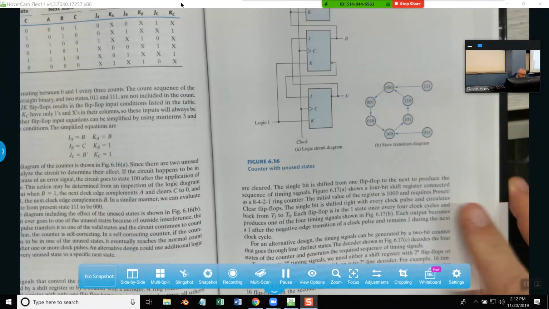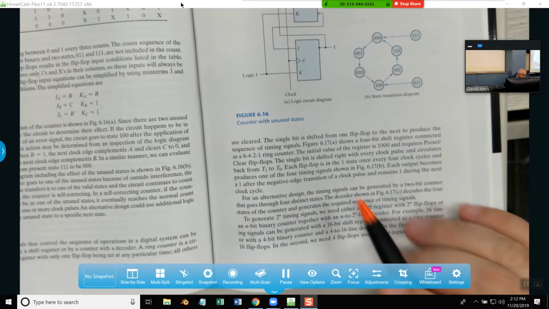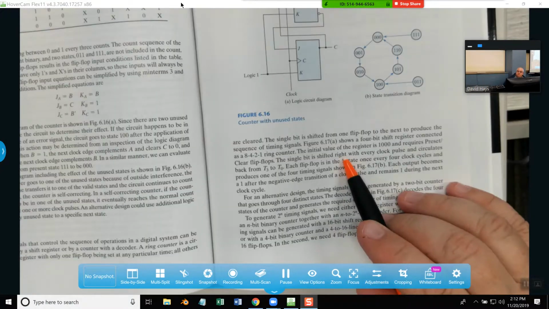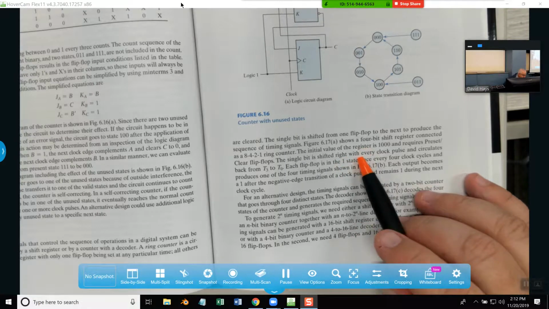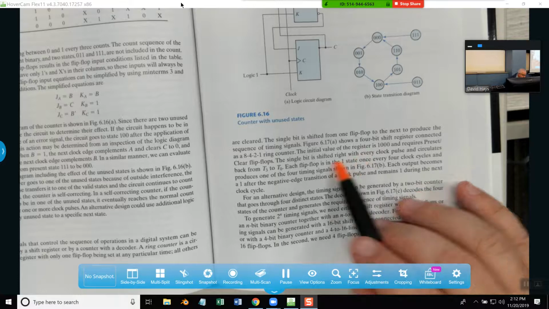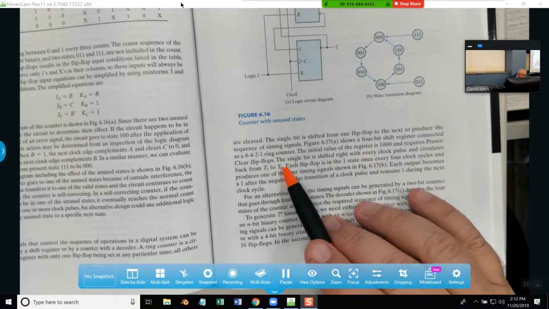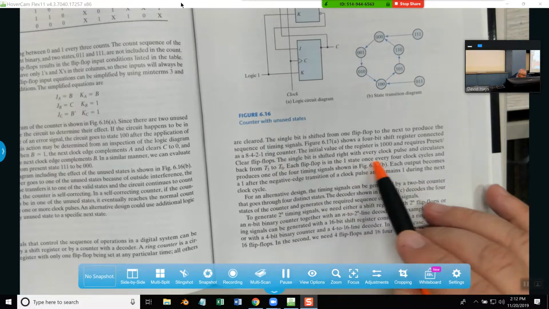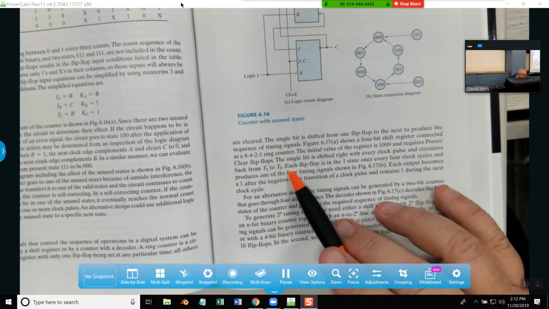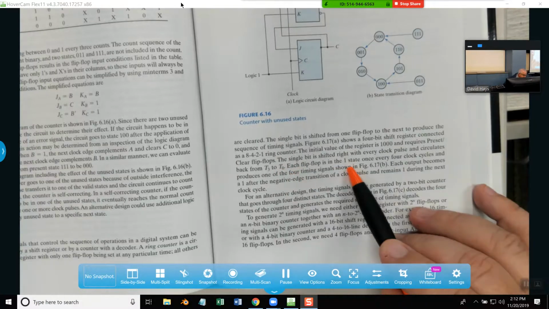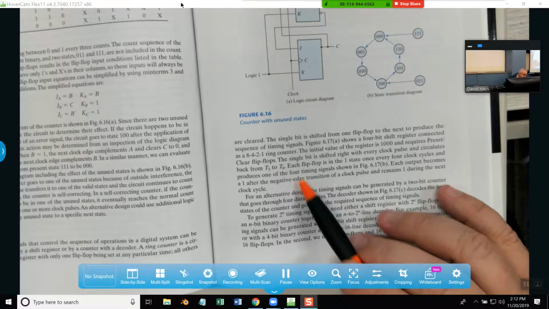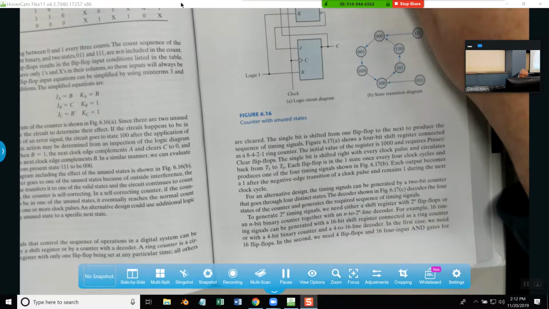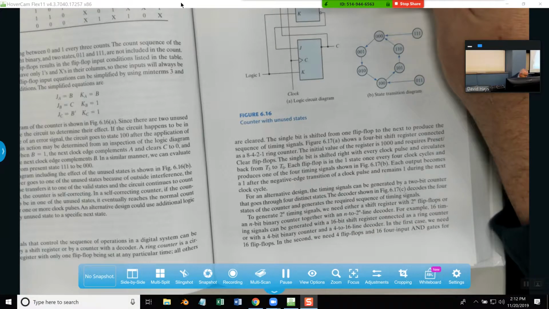Initial value of the register is 1000, which requires a preset and clear of the flip-flops. A single bit is shifted right with every clock pulse and circulates back from T3 to T0. Each flip-flop is in one state once every 4 clock cycles. That makes sense. It produces one of the 4 timing signals shown in the figure we already looked at. Each output becomes a 1 after the negative edge transition of the clock pulse, and remains 1 during the next clock cycle.